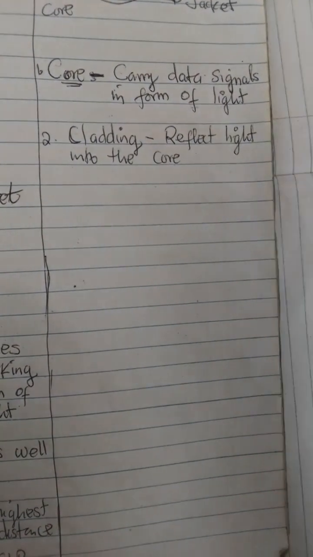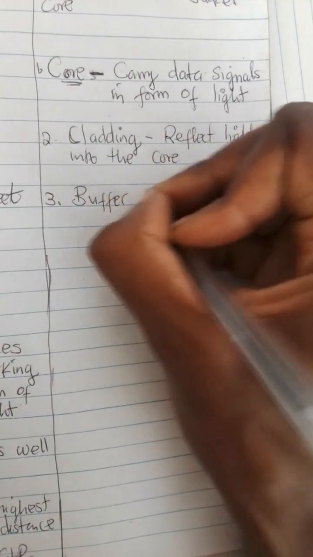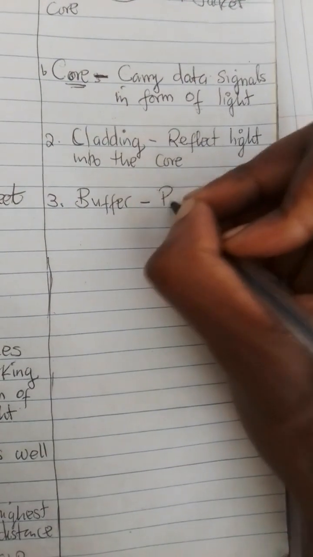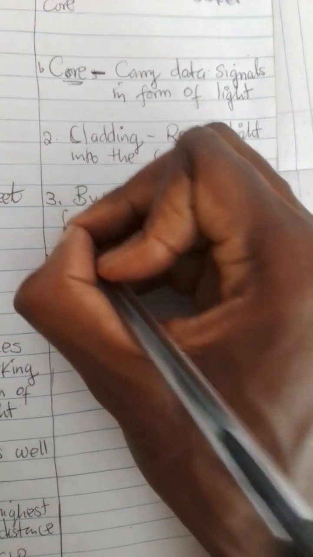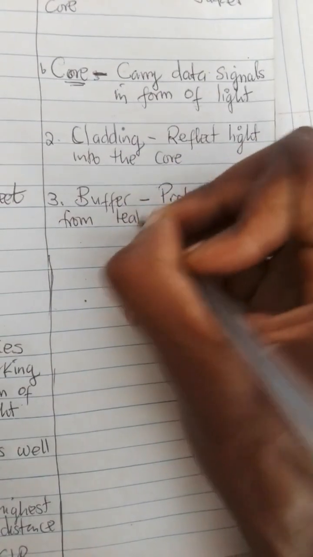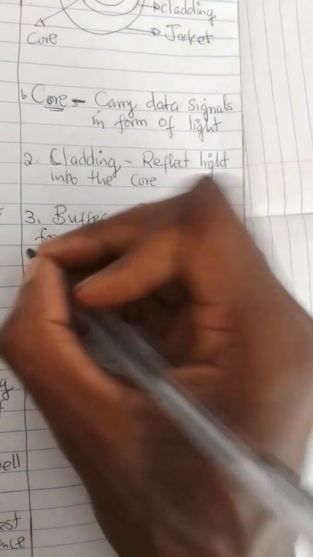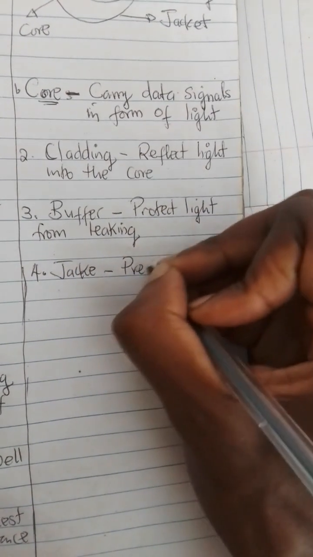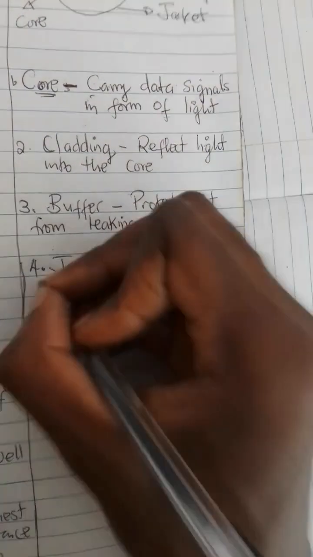So what's the job of the buffer? The buffer is going to protect light from leaking. So these are the four components. Then the jacket. This one protects from external damage.